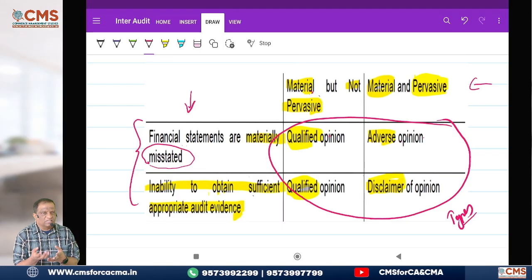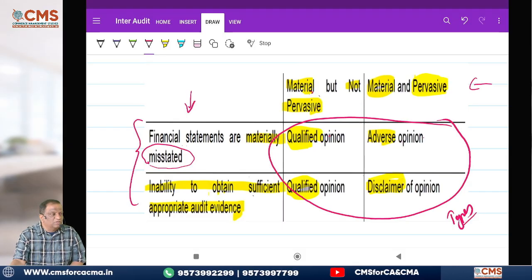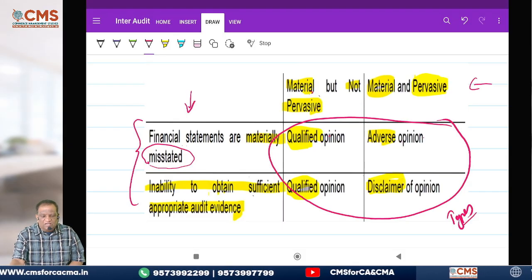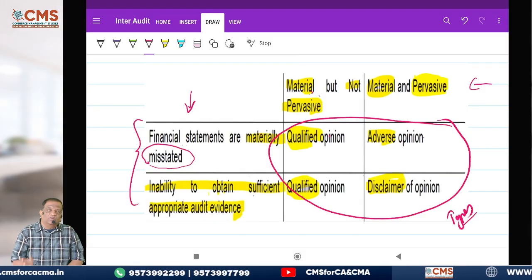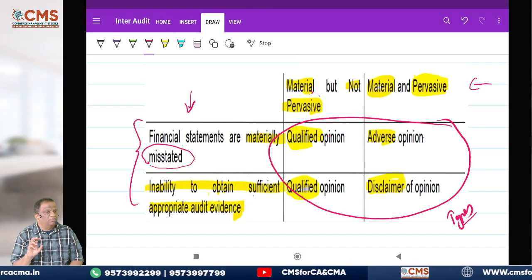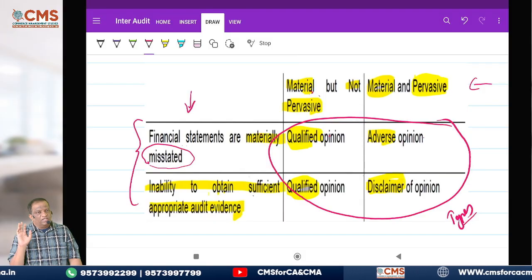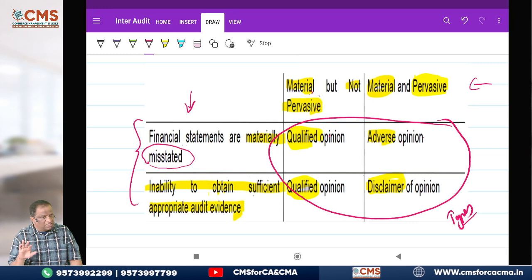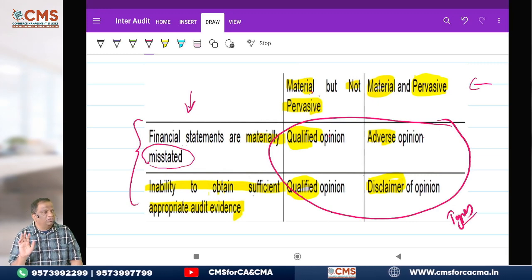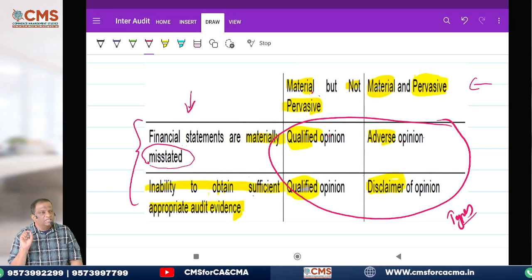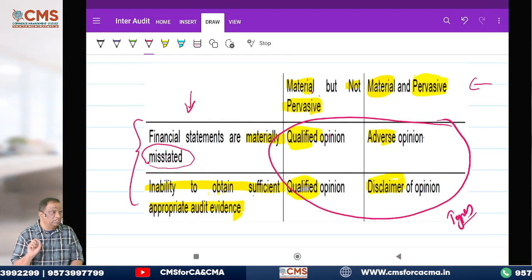Now you tell me first, what are the three types of modified reports? Qualified, adverse, and a disclaimer. And what are the circumstances for modified report? Two reasons. One is where financial statements are materially misstated, and the second one is inability to obtain. Putting it in a simple way, misstatement and no evidence. That is what it is.